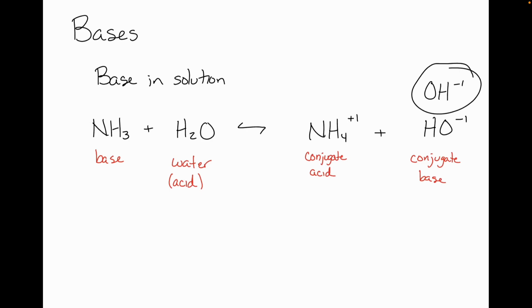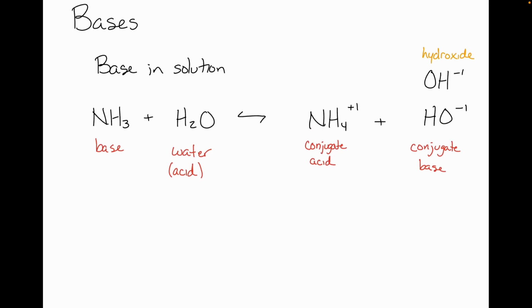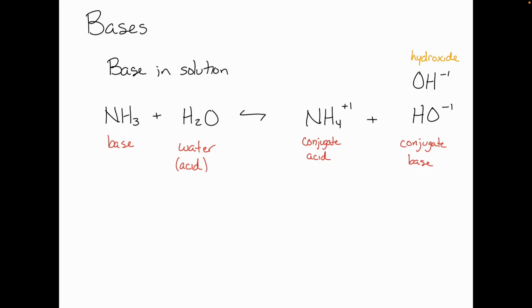All right, and this is, of course, what we call what? Does anybody remember the name of OH minus? Hydroxide. So we'll see that in a basic solution, our product is always hydroxide ions, right? For an acid, it was the hydronium ions. For bases, we get a hydroxide ion. All right, for bases, we also have this concept of a strong base.